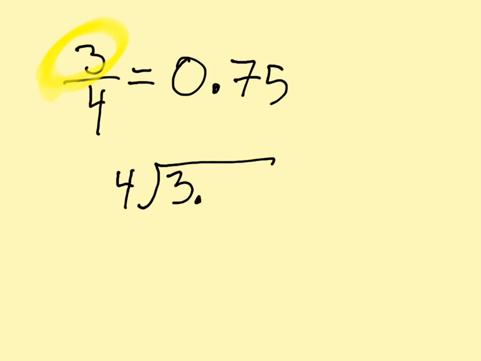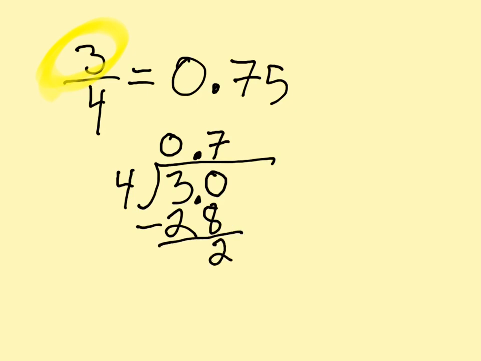And then we have a decimal that's hidden there, but we're going to show it. 1 goes up on top. And then I'm going to put a leading 0 just to make it a little cleaner. And we know that 4 goes into 3 0 times, but 4 goes into 37 times. So we're going to put a 7 up there. 7 times 4 is 28, and then we subtract, and we get 2.